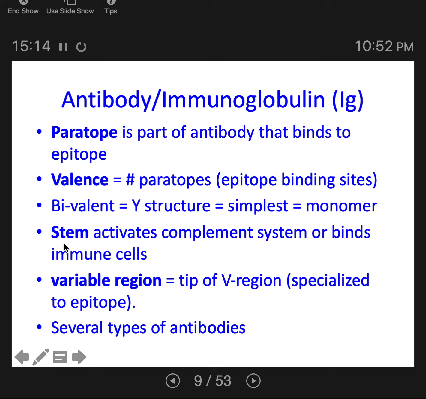In an individual antibody, there's a stem. The stem activates the immune system, other aspects of the immune system. And the variable region, which is the V part at the tips, that's specialized. That's where you find the epitope, and it varies from antibody to antibody. So remember, I was telling you that the adaptive immune system is highly specialized, right?